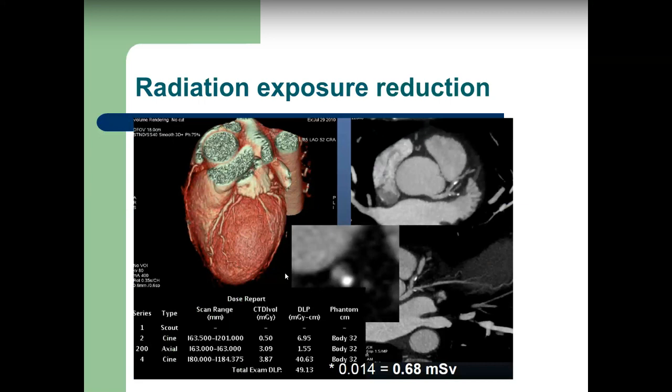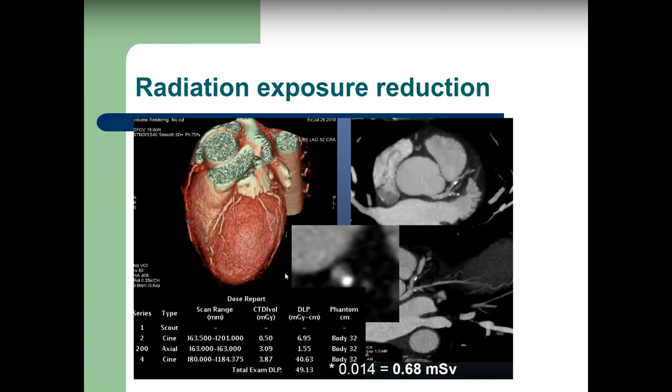So this is an excellent, beautiful example of reduction of radiation. It's CT coronography made with an exposure of only 0.6 millisievert, and this high quality is possible because of the use of artificial intelligence.